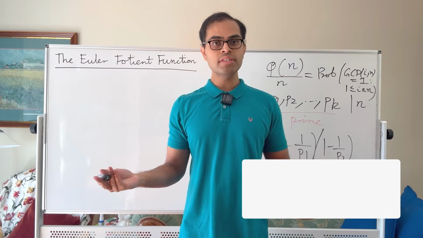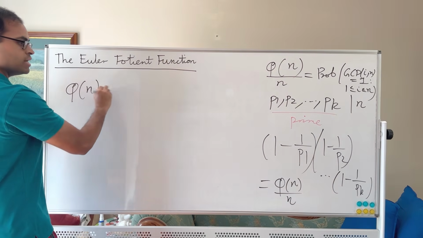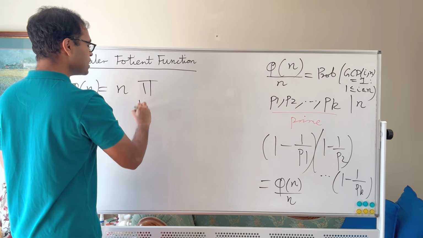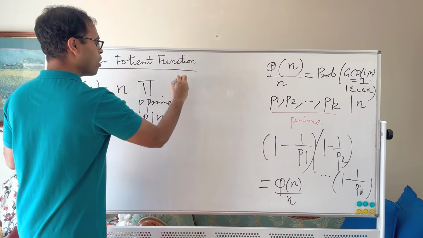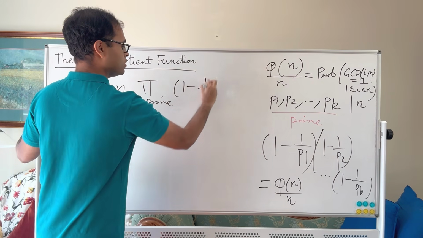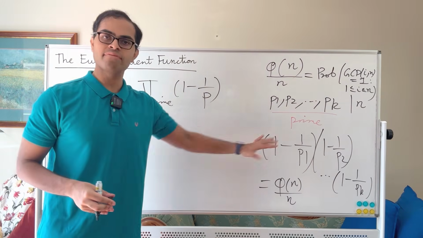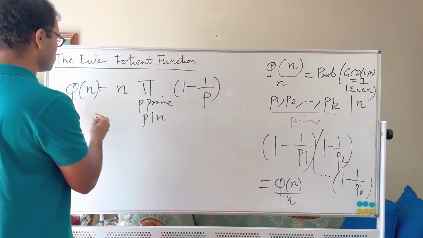So let's now use this to actually give a formula for phi of n. So phi of n is going to equal n times that. Okay, so it's going to be n times the product over primes p dividing n of 1 minus 1 over p. It's 1 minus 1 over p, the product over all primes dividing n, which is what we have there. This is what is called the Euler product formula for the Euler Totient function.